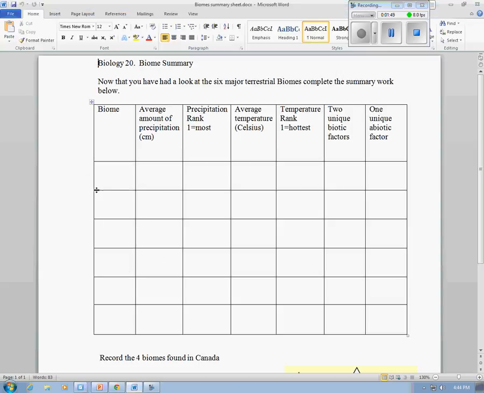So if you take a look here, this is the biomes summary sheet, and once the activity has been done, the 6 biomes will be written in the first column, and then the comparisons of precipitation and the comparisons of temperature are 2 really important abiotic factors, and then also identify 2 unique biotic factors. So for example, in the taiga biome, evergreen trees are really important to know that they're a big part of that biome. So that would be one unique biotic factor.